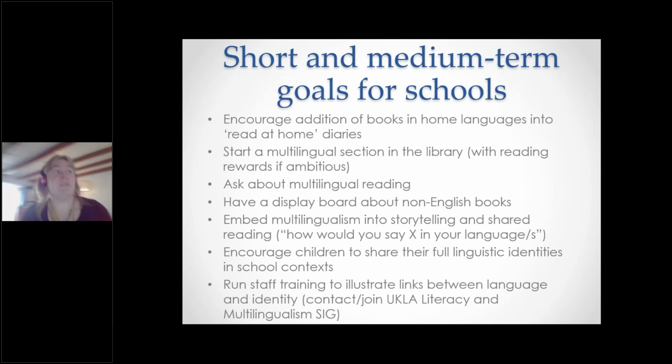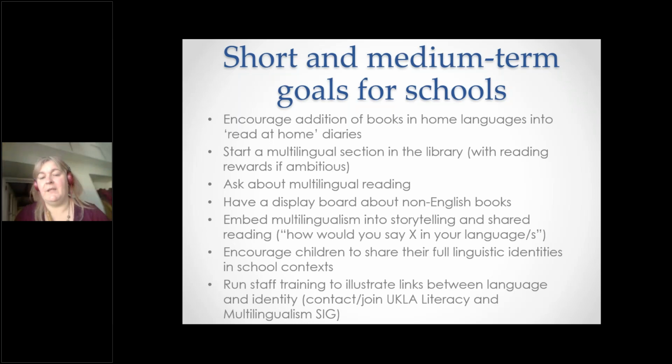So starting a multilingual section in the library is slightly more complicated, but when I talk about the Multilingual Children's Library later, there will be some ideas there how to get that started. For example, there are ways of asking parents to hand out books that are no longer needed in the home, or to liaise with authors and librarians. When I talk about the Multilingual Children's Library later, I will talk about reading rewards that are linked to multilingual reading. That gets quite ambitious, but is obviously a way of engaging children at that level.